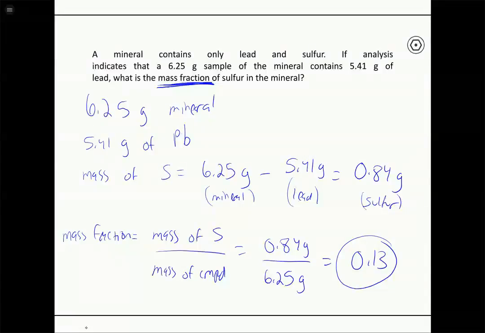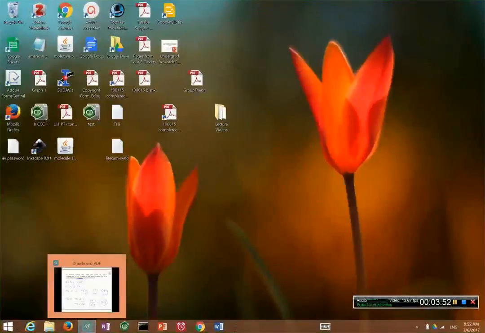Whenever we have binary compounds with two different elements in them, we just have to take the ratio of the element to the total mass of the compound. That's going to be the mass fraction for that particular element.